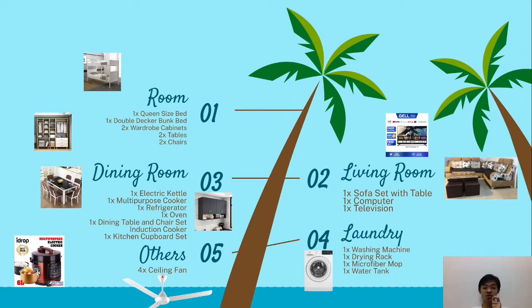Next, in the living room, we got 1 sofa set with table, 1 computer, and 1 television. In the dining room, we got 1 electric kettle, 1 multi-purpose cooker, 1 refrigerator, 1 oven, 1 dining table and chair set, induction cooker, and also kitchen cupboard set. In the laundry, we got a washing machine, drying rack, microfiber mop, and also a water tank. And in each room, we got a ceiling fan.